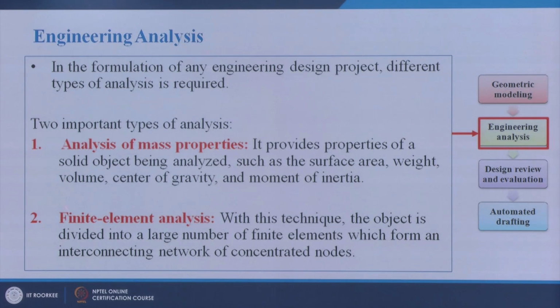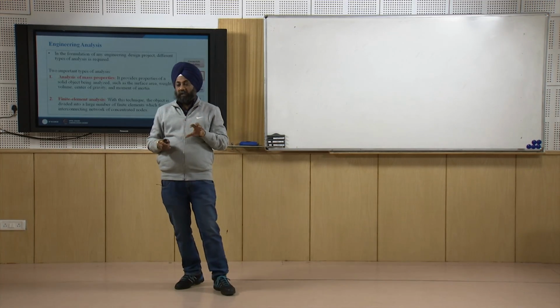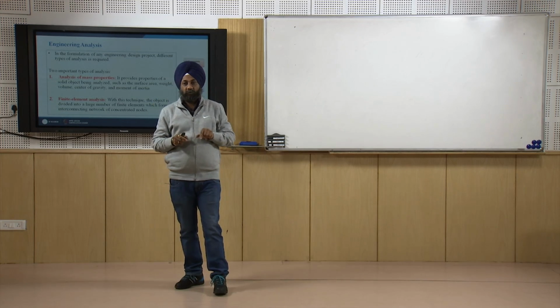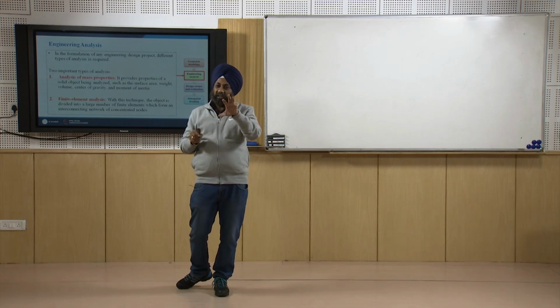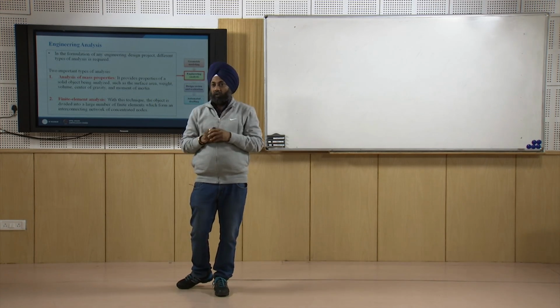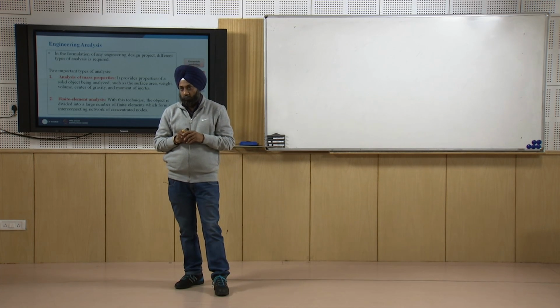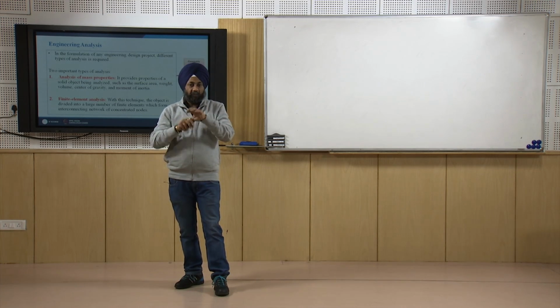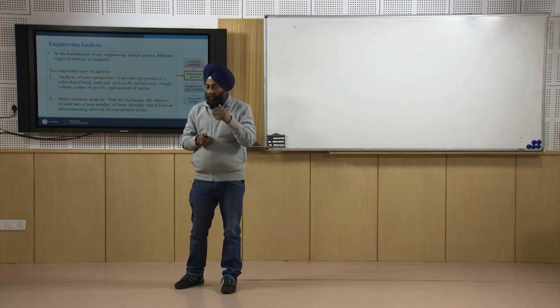Now just two important types of analysis I am trying to explain here. First one is the analysis of the mass properties. It provides properties of a solid object being analyzed, such as the surface area, weight, volume, center of gravity and moment of inertia. Now I have told you that the softwares these days are not only drafting softwares where you can make a geometry on the screen, but they have analytical capabilities also. So we can analyze a particular thing based on our requirement.